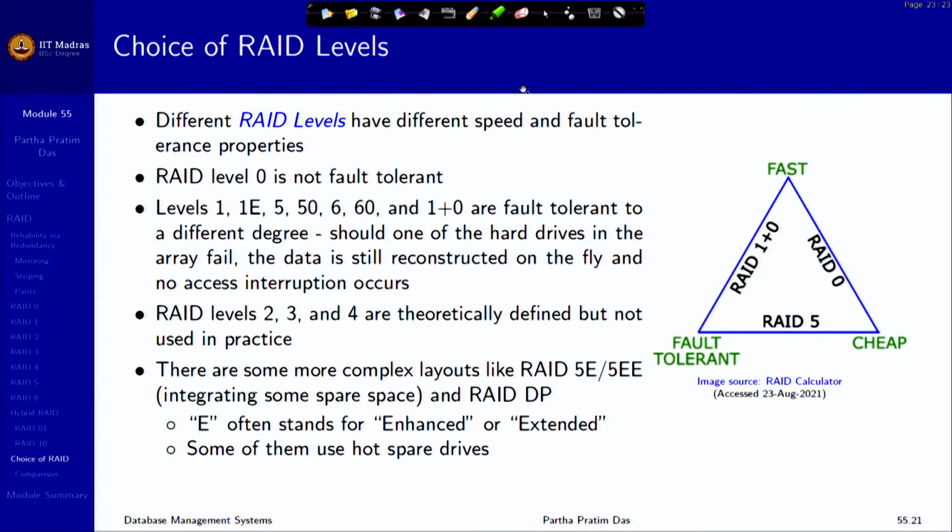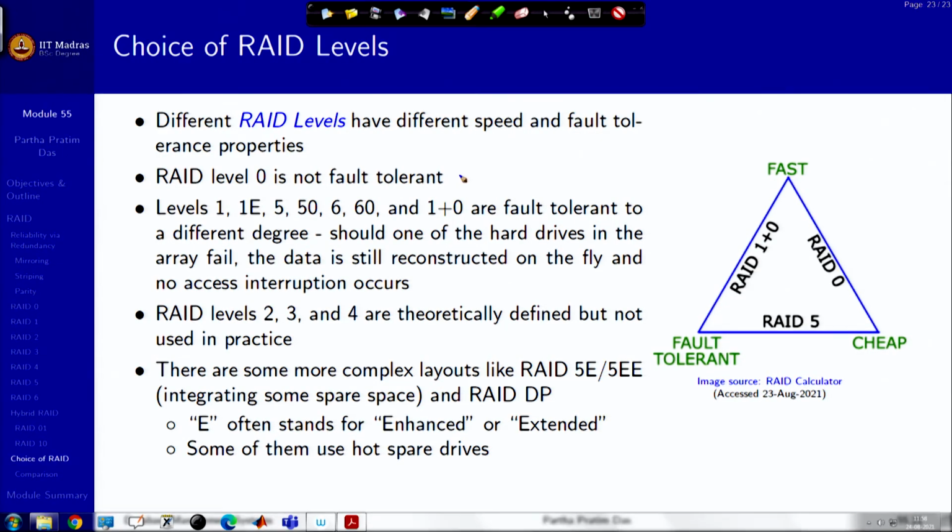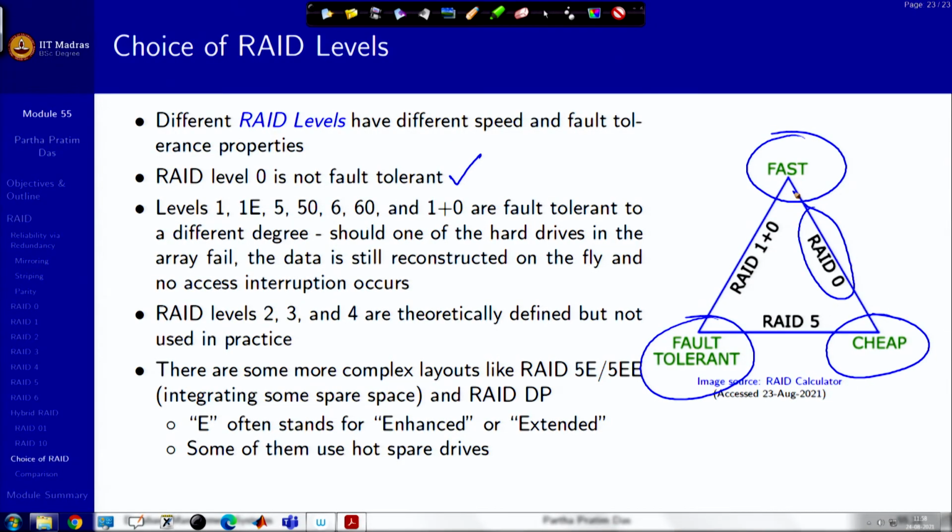The question comes as to, since we have so many RAID levels, what RAID level should we be using? Some of the characteristics: RAID level 0 is not fault tolerant, so if you need fault tolerance, you will not use it. You can see the criteria being used are whether it is fast, whether it is fault tolerant, and whether it is cheap. RAID 0 is fast and cheap, but not fault tolerant. RAID 5 is fault tolerant and cheap, but not fast. RAID 10 is fast and fault tolerant, but not cheap.